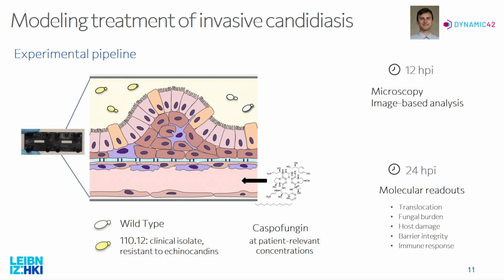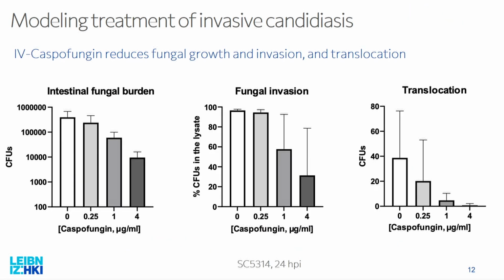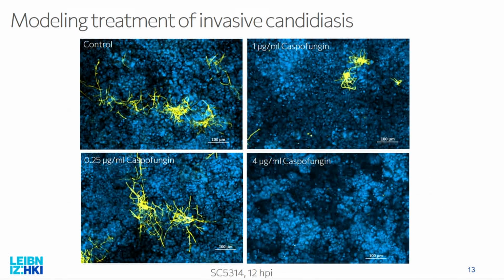This is only some little snippets. When we perfuse caspofungin on the vascular side, we saw that the intestinal fungal burden is reduced, the fungal invasion is also reduced, and the translocation, so Candida going to the vascular channel, is almost completely prevented. We found actually one colony or one yeast across all our replicates, so at 4 micrograms per ml, which is a concentration you would expect to see in a patient, we would assume that this hypothetical chip patient would be getting cured. We also took pictures, and first of all, we were surprised that at 4 micrograms per ml of caspofungin, we could see no Candida at all, which was a bit surprising considering we had been retrieving fungal burden.